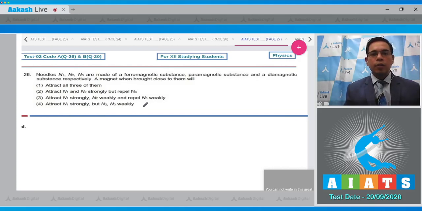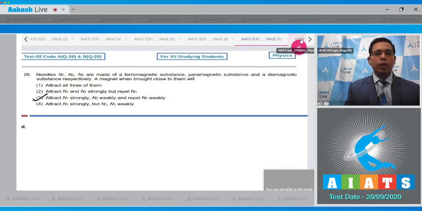Now dear students, we know that ferromagnetic substance attracts strongly while paramagnetic substance attracts feebly, while diamagnetic substance repels feebly. Hence option number 3 will be the correct answer.